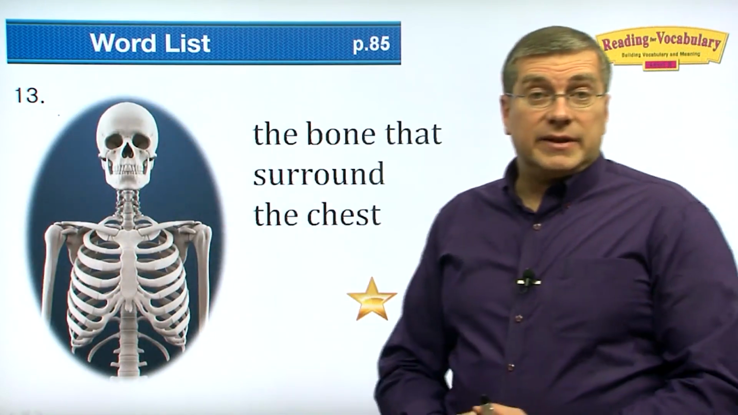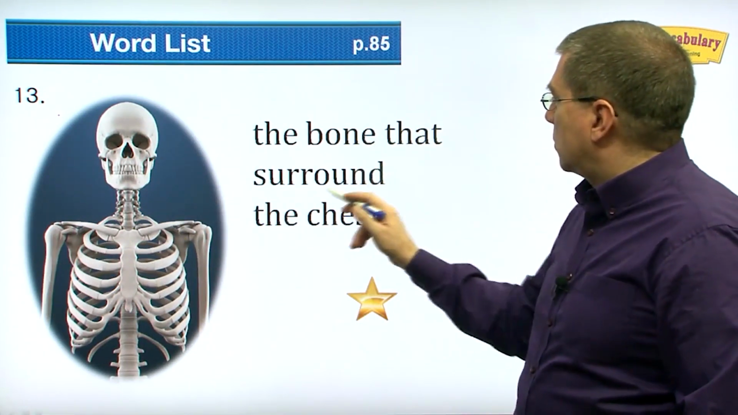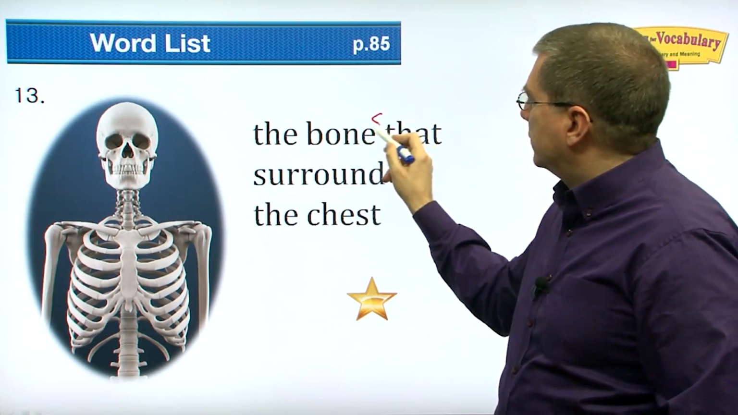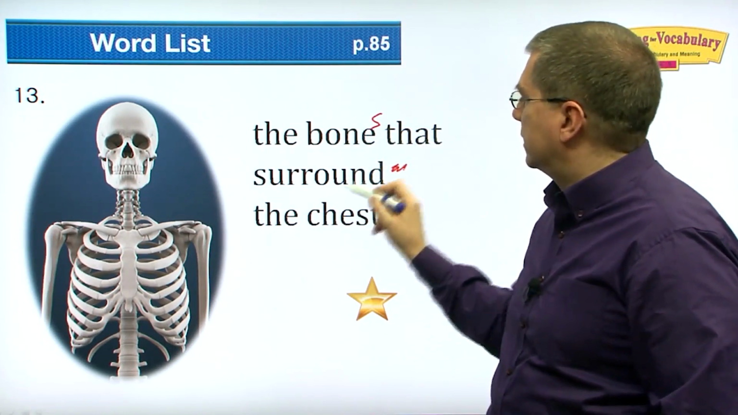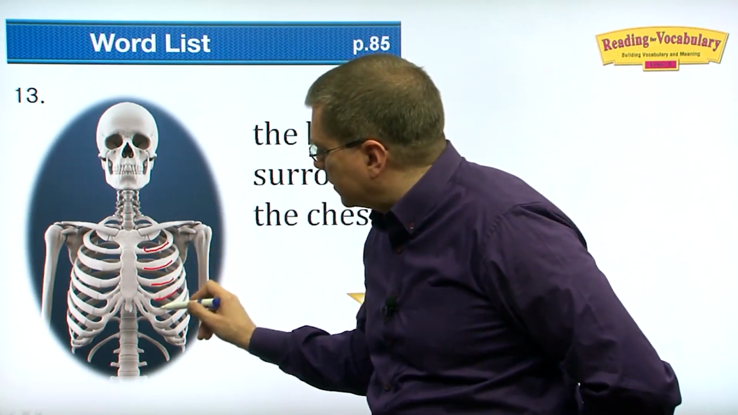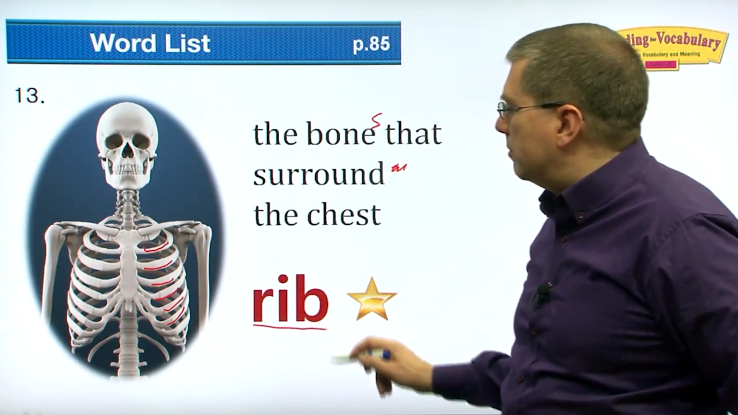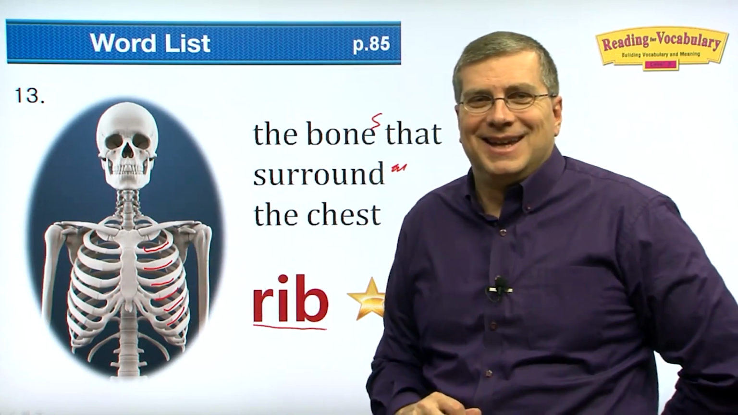Here we have a skeleton again, right? This is our skeleton. The bone that surrounds the chest. It should be really the bones that surround the chest, not the bone. Because as you can see, there are many of them, right? There's so many of them. What do we call them? We call these ribs. Now, you probably know rib is kalbi, okay?